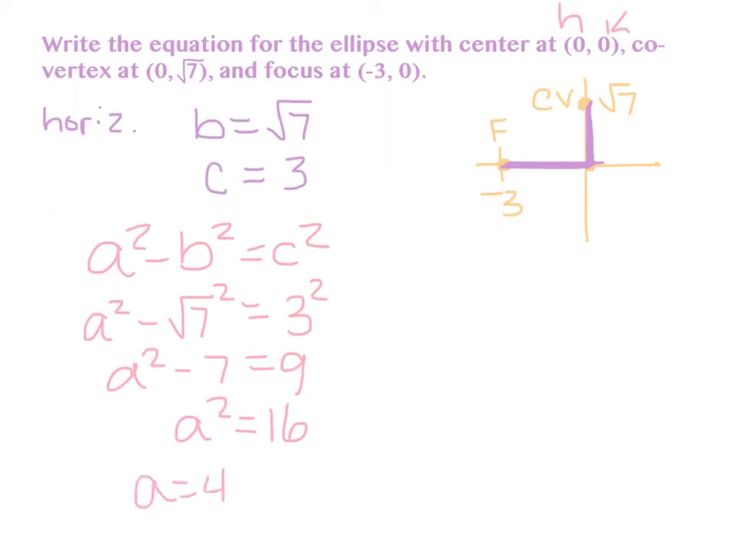This time it's horizontal, so it's going to be x minus h, so x squared over A squared, which is 16, plus y minus k, which is 0, so y squared, over B squared. If I square the square root of 7, I get 7, and it equals 1. It always equals 1.